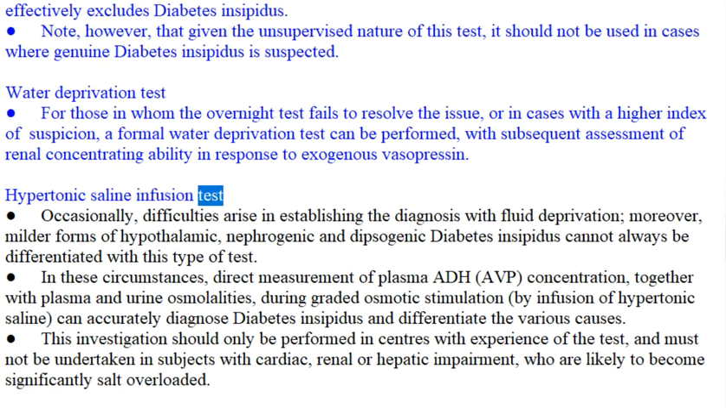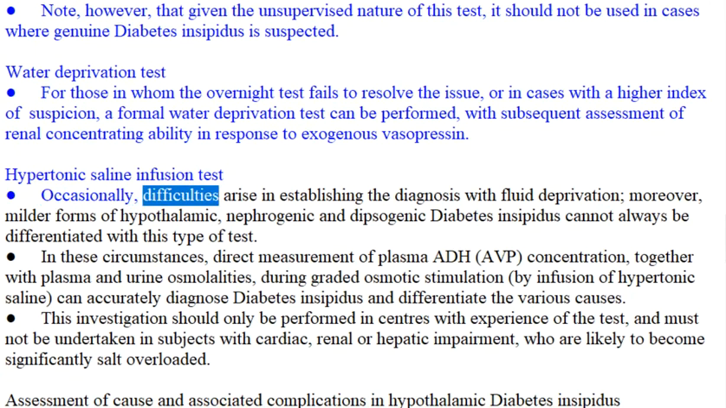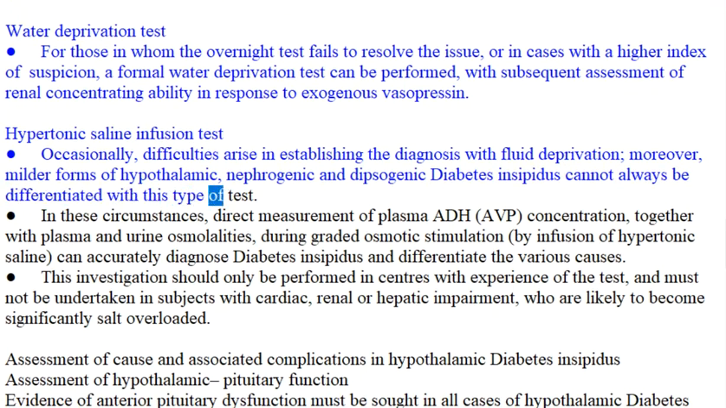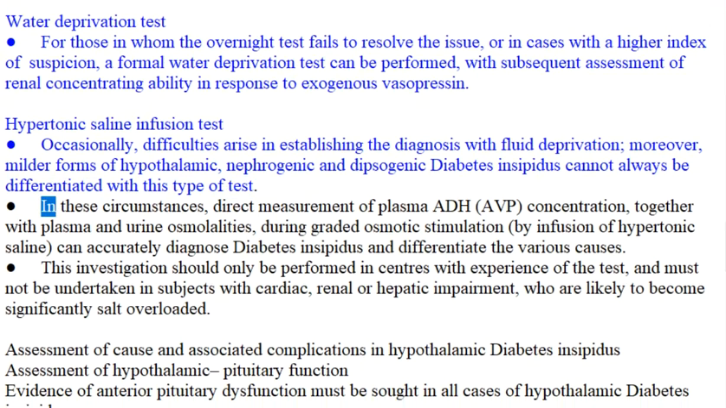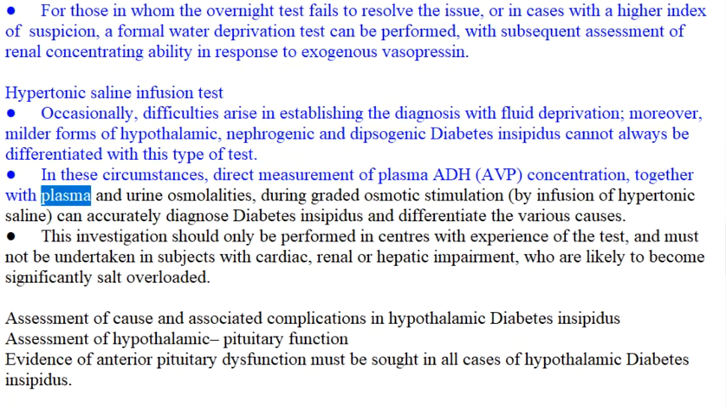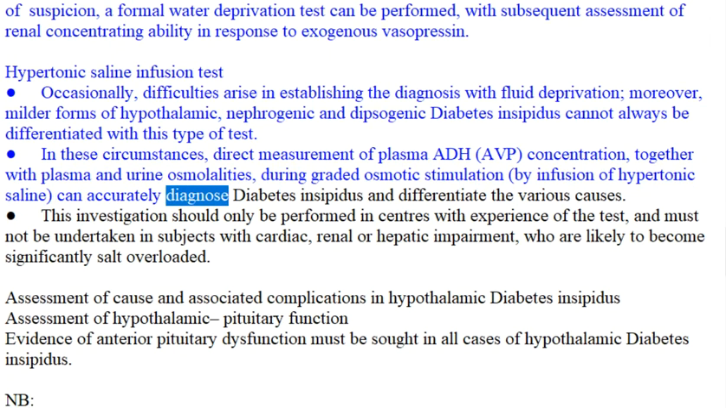Hypertonic saline infusion test. Occasionally, difficulties arise in establishing the diagnosis with fluid deprivation. Moreover, milder forms of hypothalamic, nephrogenic and dipsogenic diabetes insipidus cannot always be differentiated with this type of test. In these circumstances, direct measurement of plasma ADH, AVP, concentration, together with plasma and urine osmolalities, during graded osmotic stimulation by infusion of hypertonic saline, can accurately diagnose diabetes insipidus and differentiate the various causes.